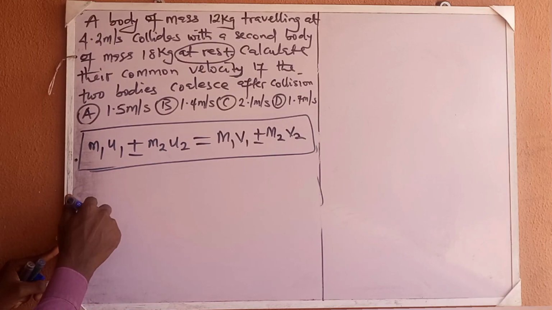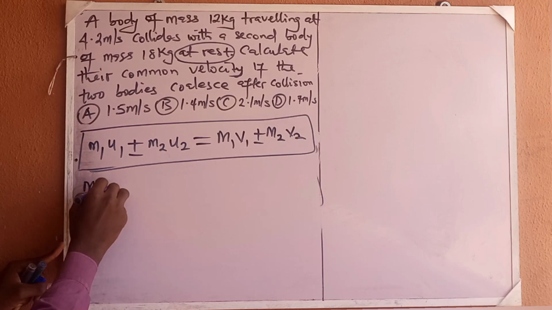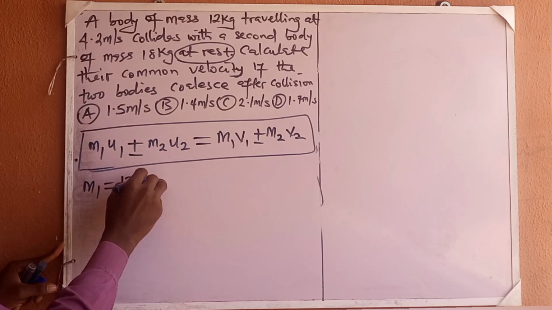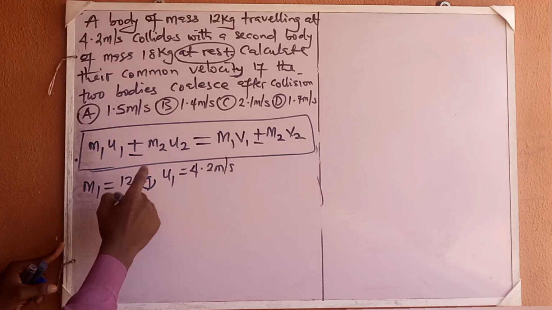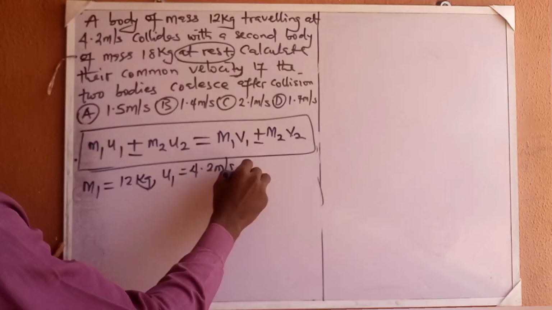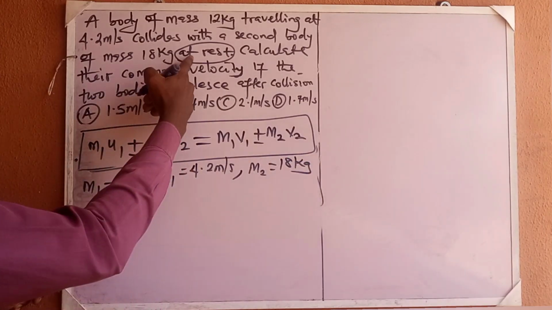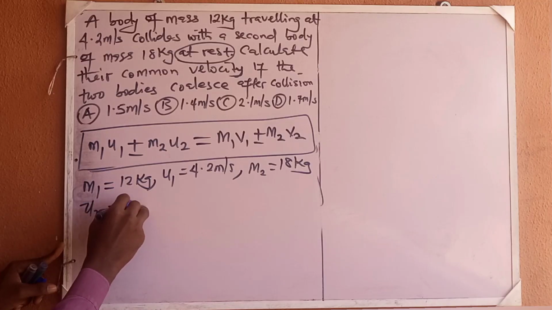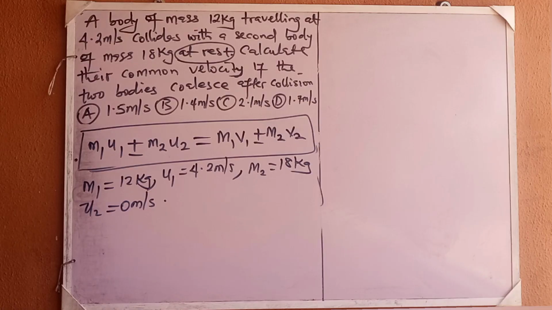A body of mass 12 kg traveling at 4.2 meters per second. So let's take that as our m1. So our m1 is 12 kg and our u1 is 4.2 meters per second. Collide with a second body of mass, this. So that is our m2. Our m2 is 18 kg, and at rest means our u2 is 0 meters per second. Calculate their common velocity if the two bodies coalesce after collision. That means the two bodies joined together and started moving with the same velocity after the collision.